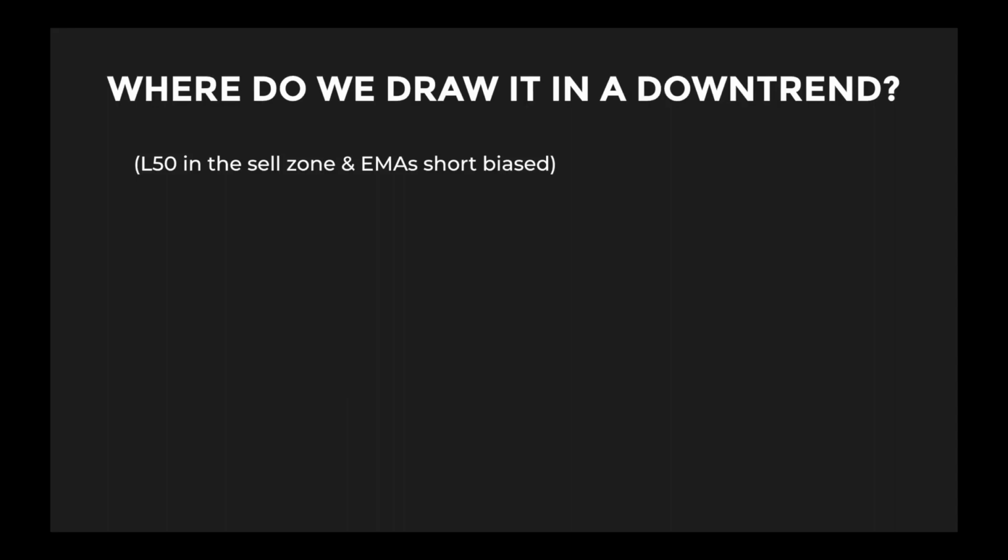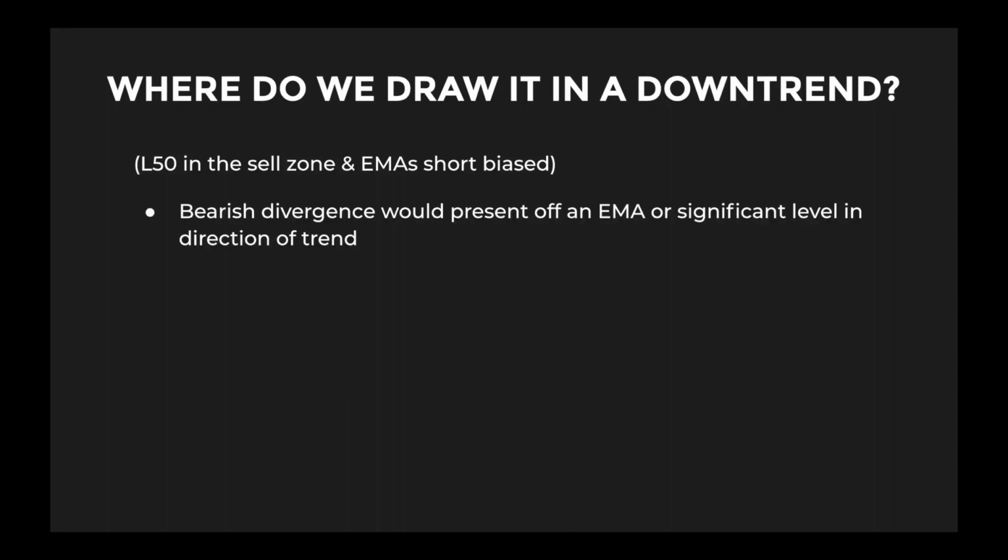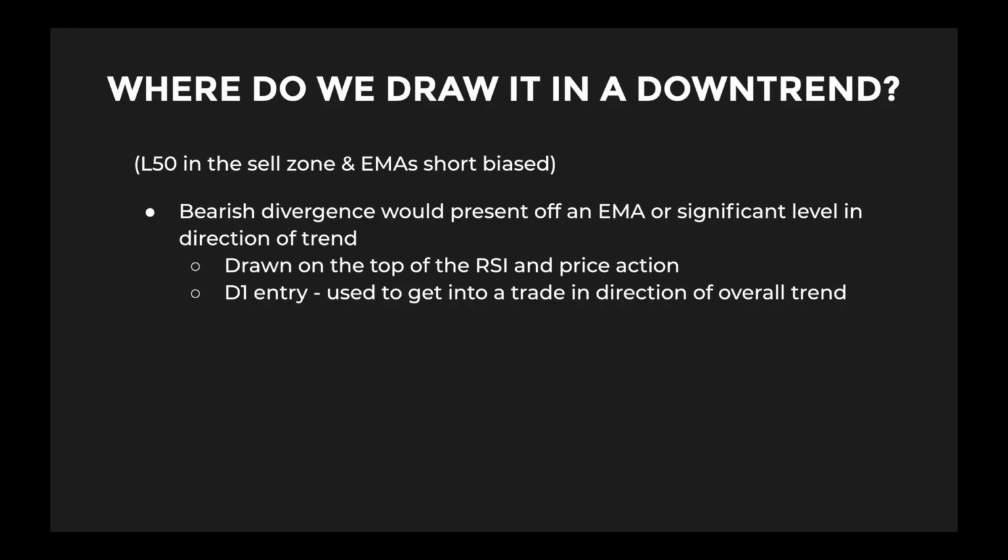Now, how do we draw this? Where do we draw this in a downtrend? L50 in the sell zone, EMAs are short biased. Your bearish divergence is going to present off a significant EMA in the direction, it's going to come down, of that overall trend. This is going to be drawn on the top of the RSI and on top of the price action. This is a D1 entry used to get into the trade in the direction of overall trend.